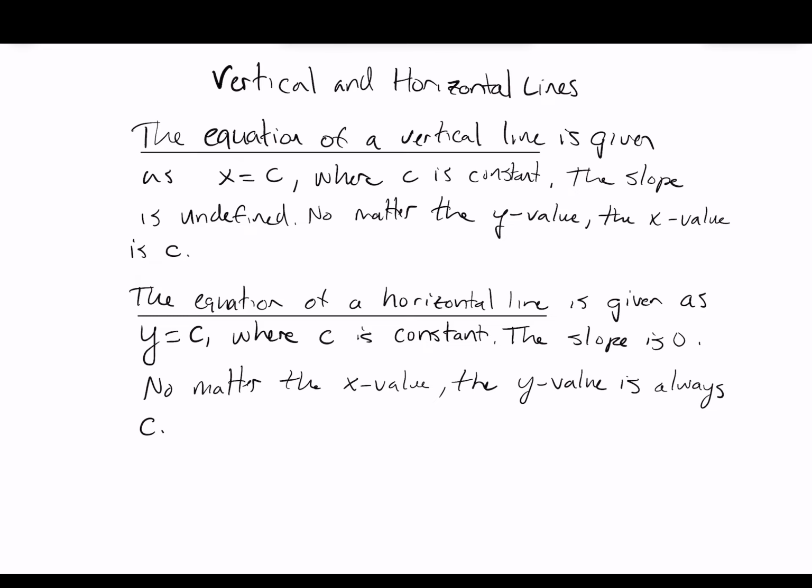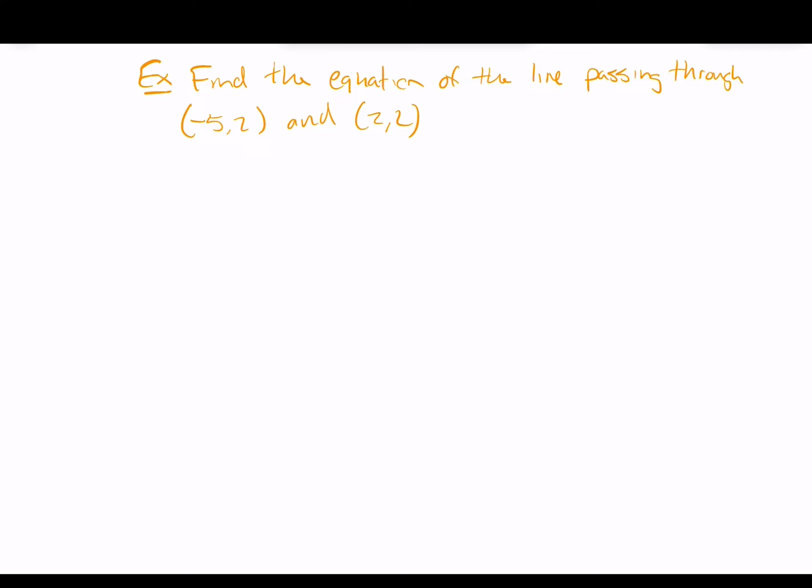Let's try an example. In this example, we want to find the equation of the line passing through the points (-5, 2) and (2, 2). So we can first start with trying to find the slope of that line. And we can say, take the difference in the y values, 2 minus 2, over 2 minus a negative 5. Well, 2 minus 2 is 0, and 2 minus a negative 5 is 2 plus 5, or 7. Well, 0 over anything is just 0, so our slope is 0. That means we have a horizontal line.